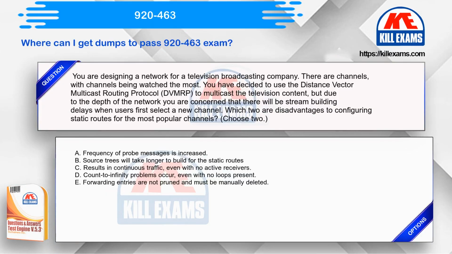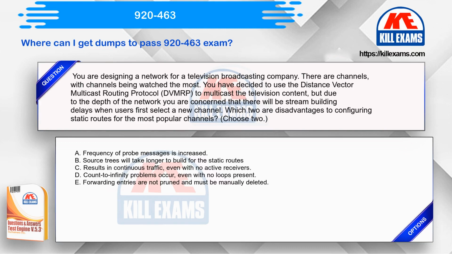You are designing a network for a television broadcasting company. There are many channels, with a few channels being watched the most. You have decided to use the Distance Vector Multicast Routing Protocol, DVMRP, to multicast the television content, but due to the depth of the network you are concerned that there will be stream building delays when users first select a new channel. Which two are disadvantages to configuring static routes for the most popular channels?